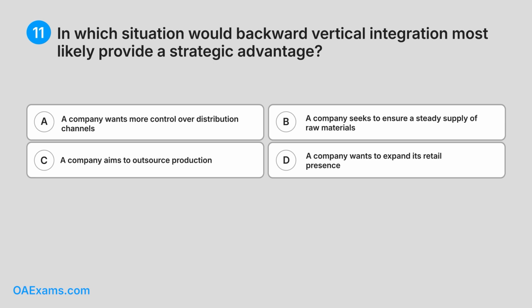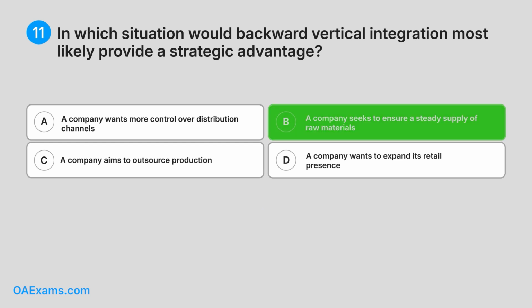A. A company wants more control over distribution channels. B. A company seeks to ensure a steady supply of raw materials. C. A company aims to outsource production. D. A company wants to expand its retail presence. Do you know the answer? Correct answer, B. A company seeks to ensure a steady supply of raw materials.